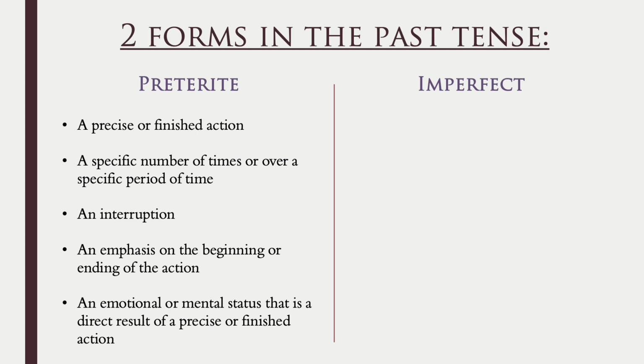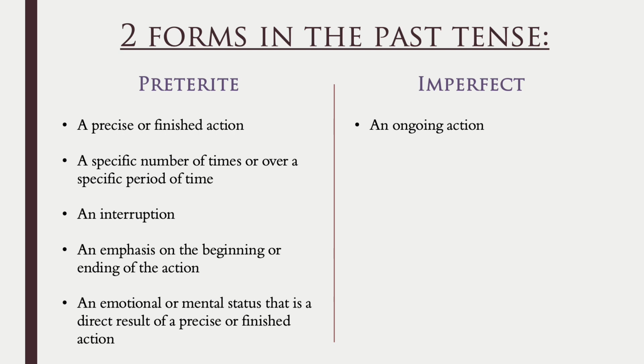And then the last one is if it's an emotion that's a result of the precise or finished action. So I got sad when I bombed the test. I got sad is going to be preterite because it's a result of bombing the test. So that's how that one works. So if it fits in one of those 5 categories, it's going to be preterite. If it doesn't fit into one of those 5 categories, then it's more than likely going to be imperfect.